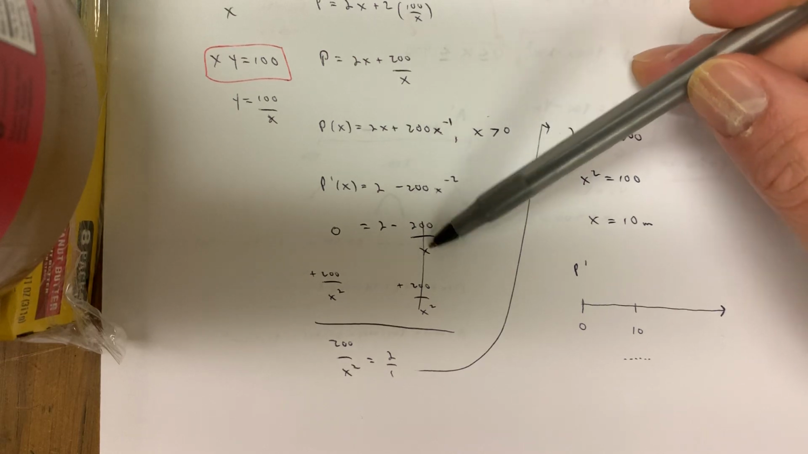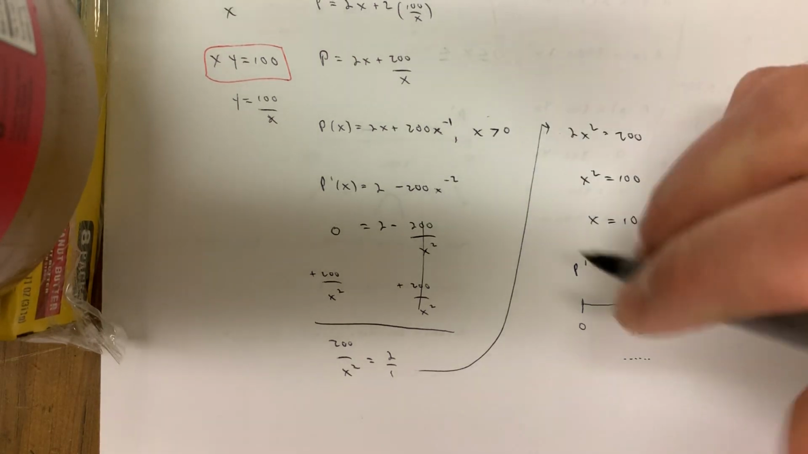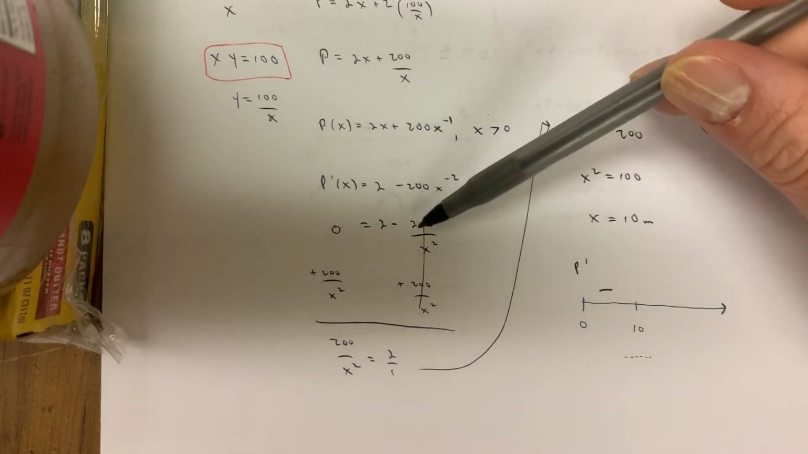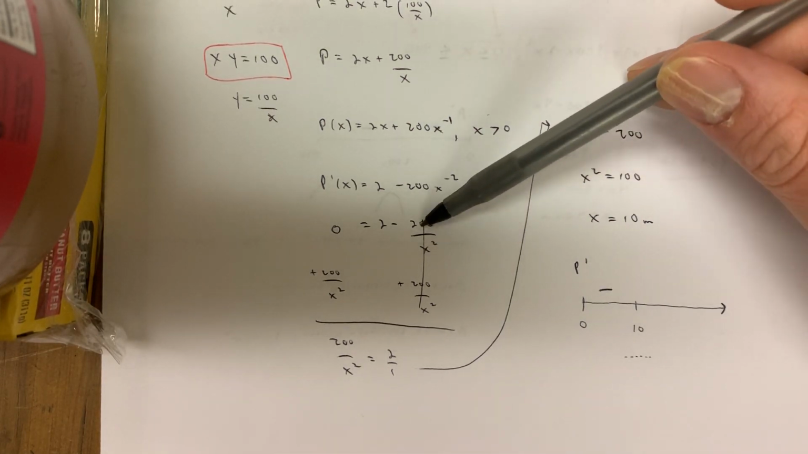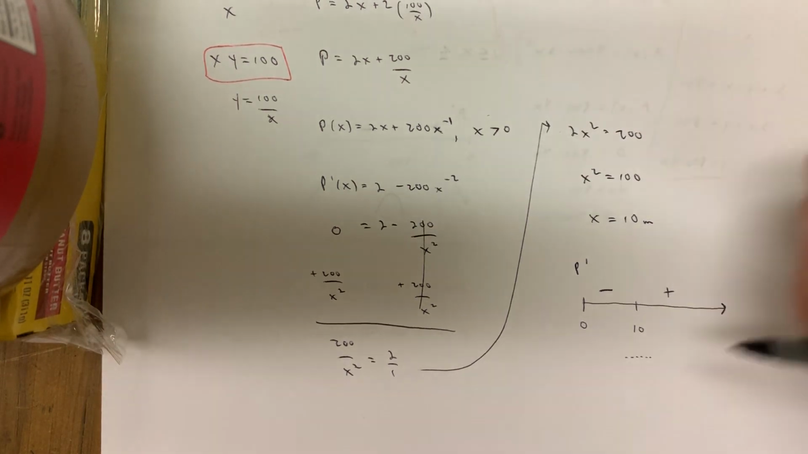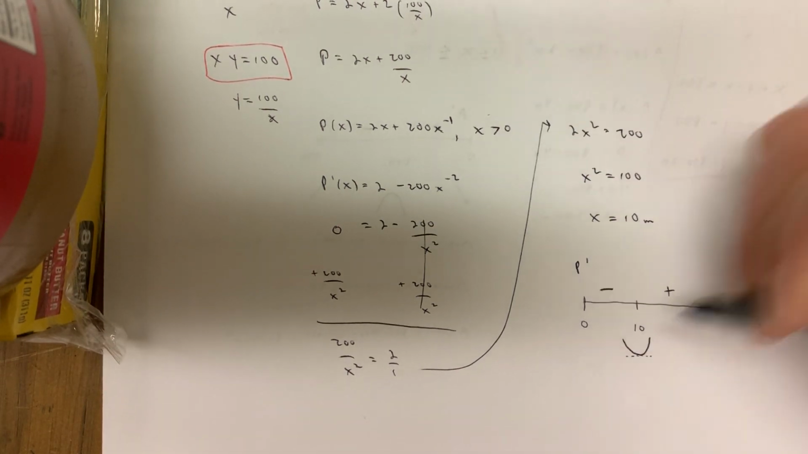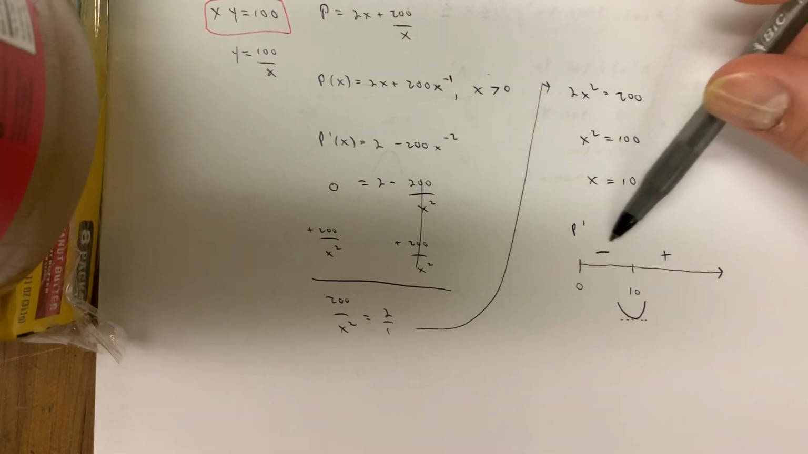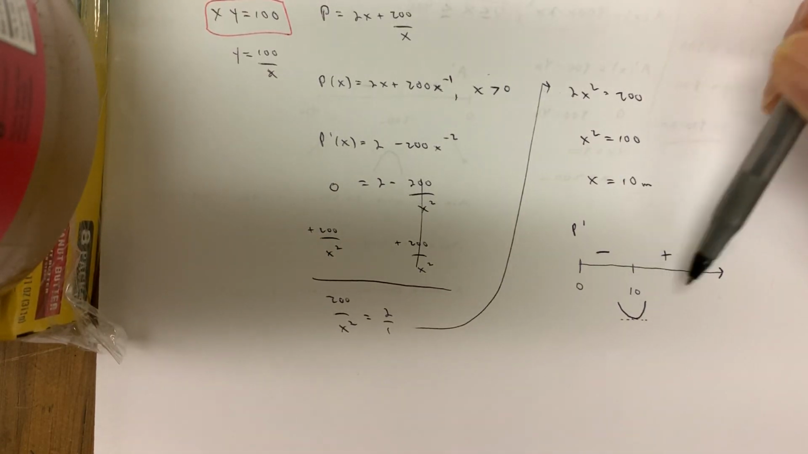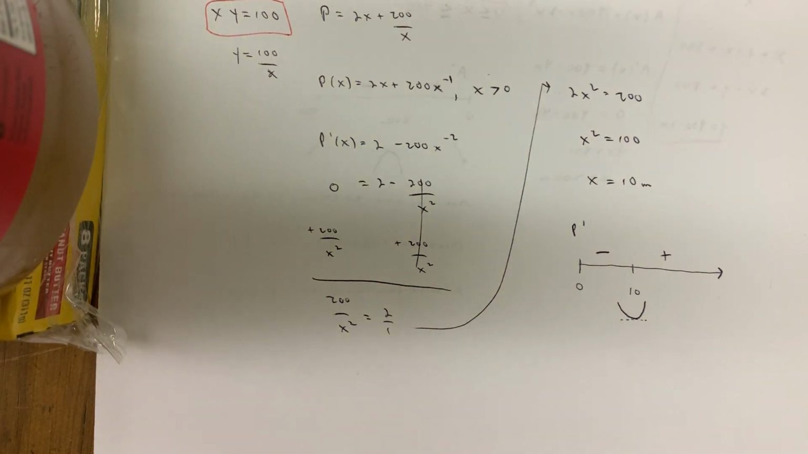2 minus 200 over 1 squared is 2 minus 200, which is negative. If you plug in like a 20, 20 squared is 400. 200 over 400 is a half, and 2 minus a half is positive. And you could see the slope of P prime changes from negative to positive, which means P is going to change from decreasing to increasing. And that's going to give us right there our minimum perimeter that we're looking for.